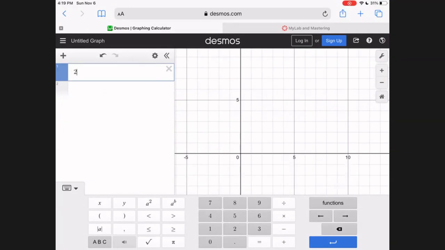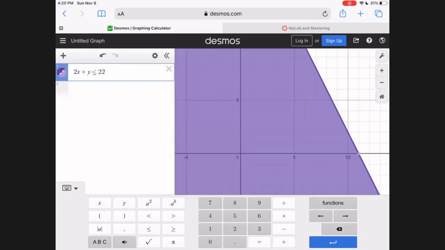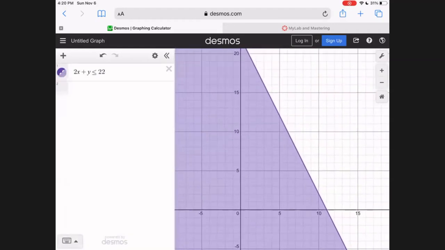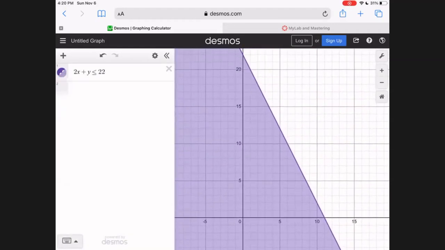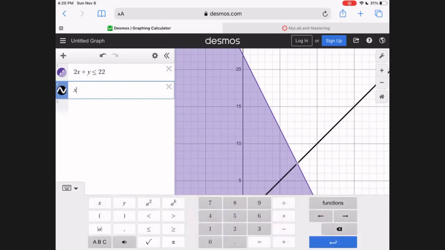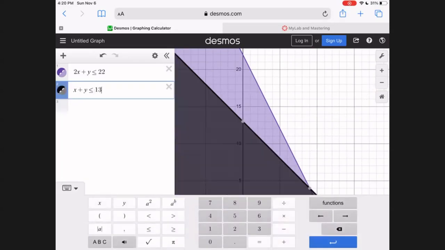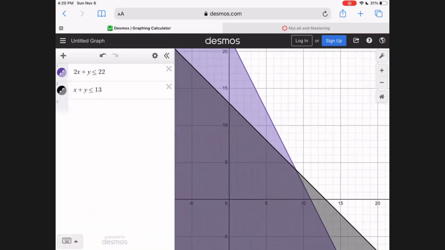So if I do 2x plus y is less than or equal to 22, I see the purple one here, so I want to kind of see everything. So I'm going to zoom out just a bit, okay? So I can see what it looks like. The next one is x plus y is less than or equal to 13. Right? So I see that black one here.